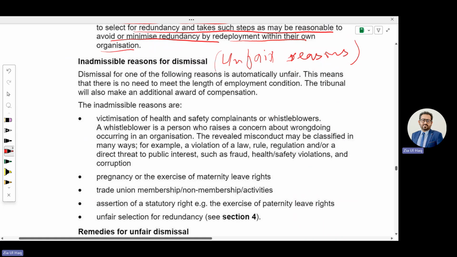Inadmissible reasons for dismissal: what are the unfair reasons for dismissal? We have discussed the fair reasons: qualification, capability, misconduct, redundancy, contravening a statute. What are the inadmissible, meaning unfair, reasons? Dismissal for one of the following reasons is automatically unfair. This means that there is no need to meet the length of employment condition. The tribunal will also make an additional award of compensation, meaning the tribunal will provide more compensation to the employee.